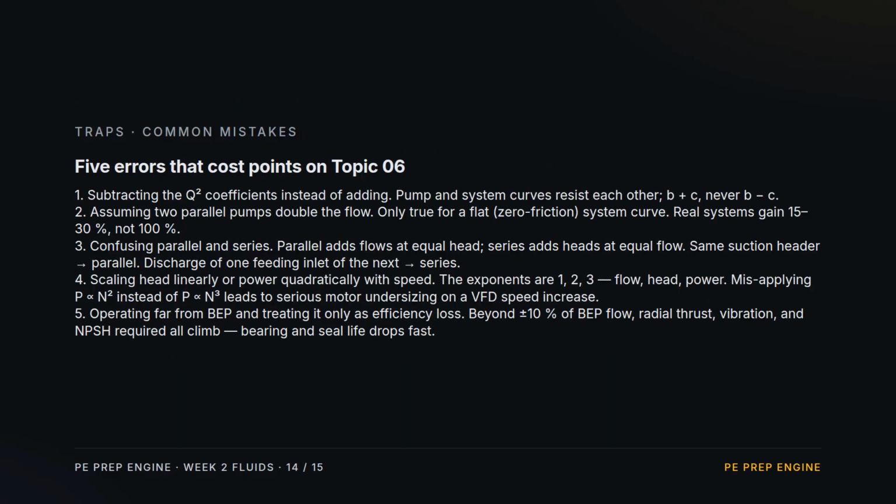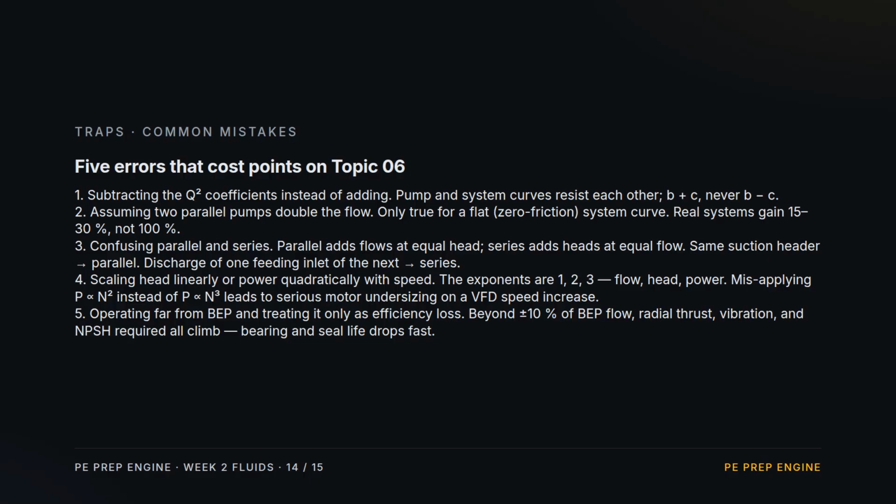Five traps. 1. Subtracting the Q squared coefficients instead of adding. Both resist, so add. 2. Assuming parallel pumps double the flow. The rising system curve absorbs most of the gain. 3. Confusing series and parallel. Same suction header is parallel, discharge feeding the next inlet is series.